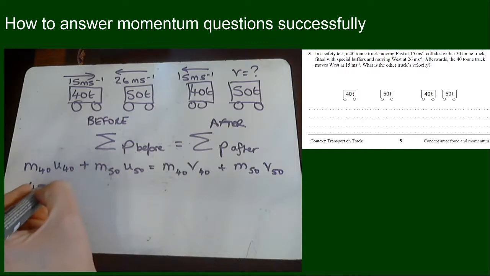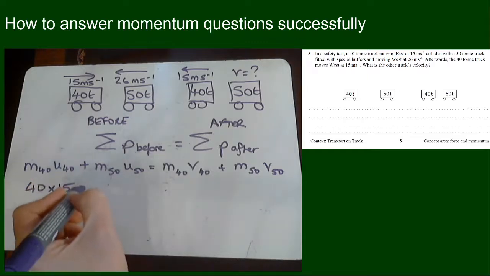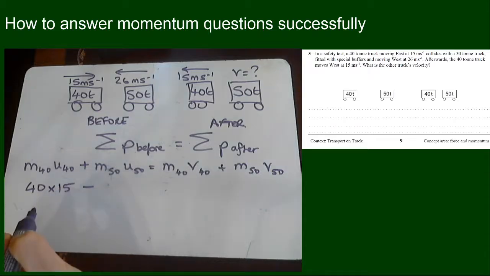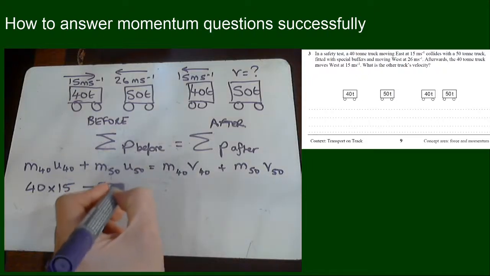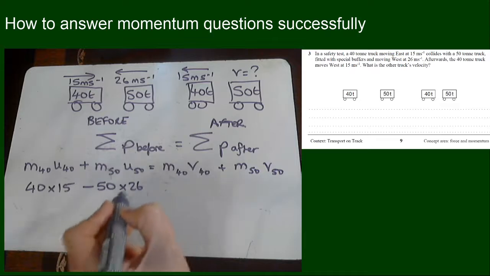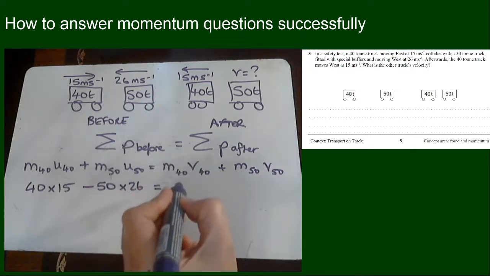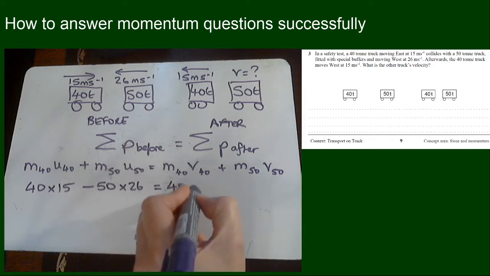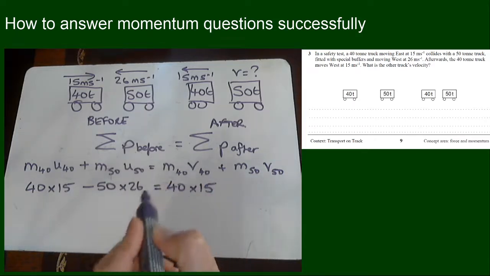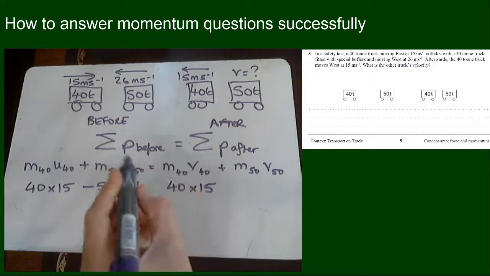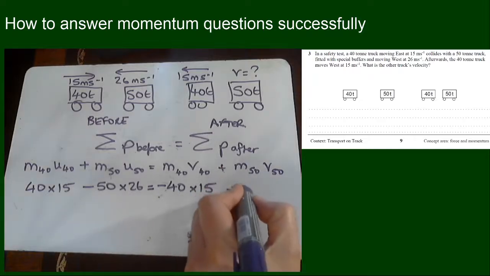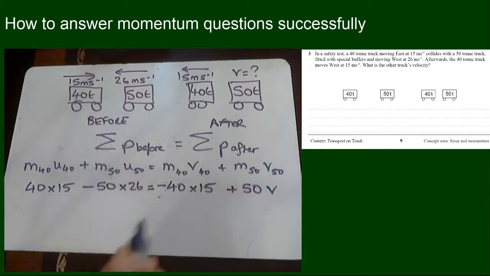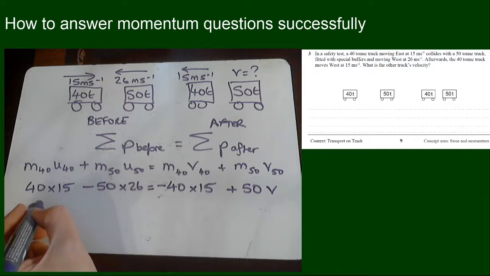So we have 40 times 15. And now we put in our negative sign to say that our 50-ton truck is moving westward, so the 50-ton truck is moving at minus 26 meters per second. Then we have our 40-ton truck moving at 15 meters per second, and that's going west, so let's put that negative sign in there. And then finally, we have the 50-ton truck moving at some unknown velocity.